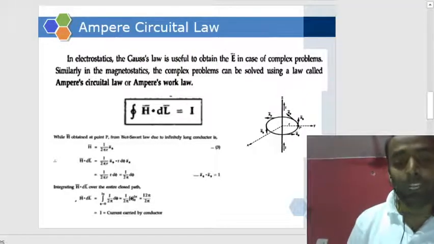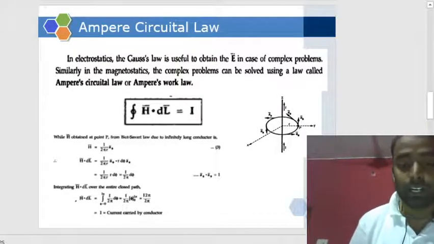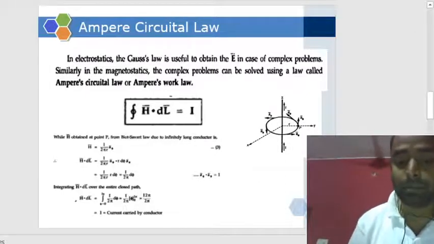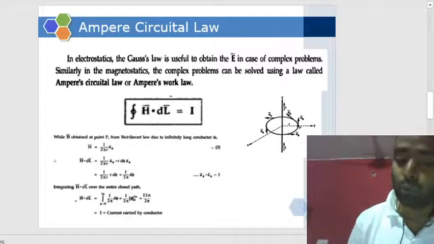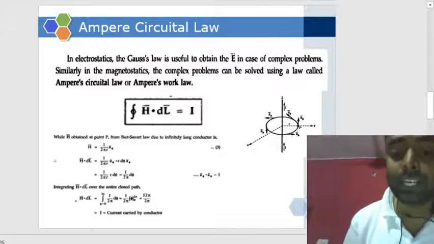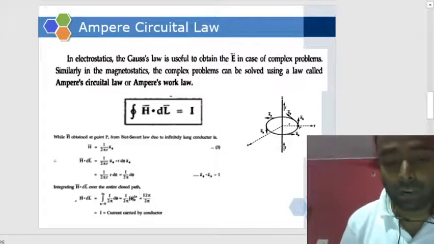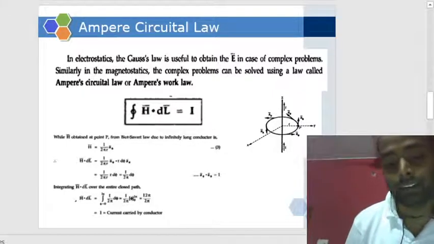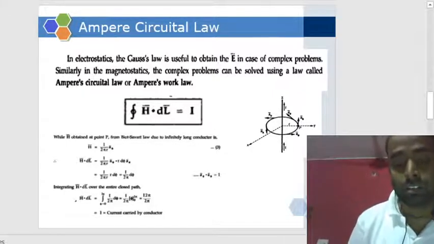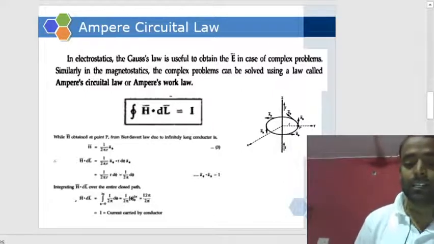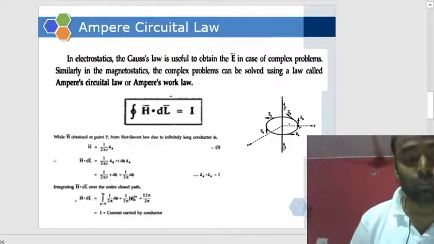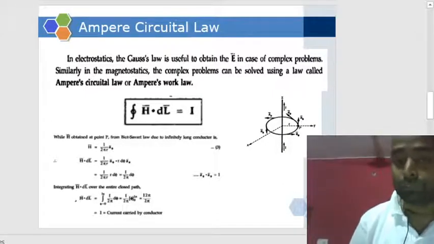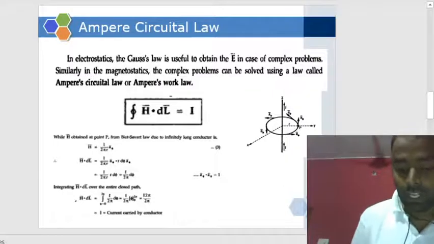We'll integrate. What will be the limit of phi? The limit of phi is 0 to 2 pi. So we'll integrate this and we'll get the line integral of H dot dl is equal to I, which was supposed to come, isn't it? The current carried by that conductor, which proves your Ampere circuital law. So this was all the proof.